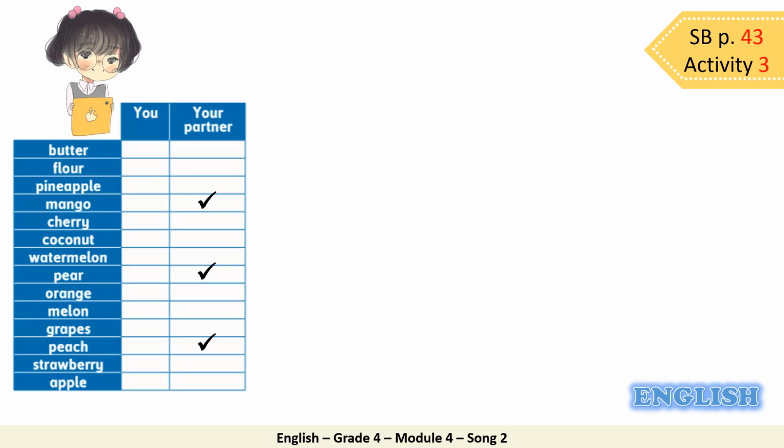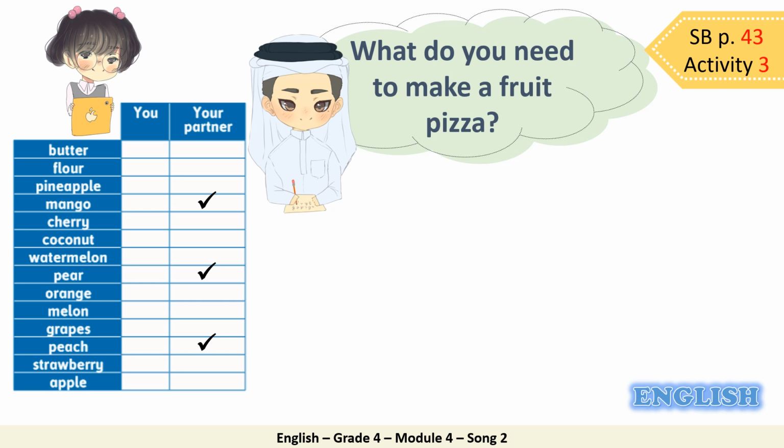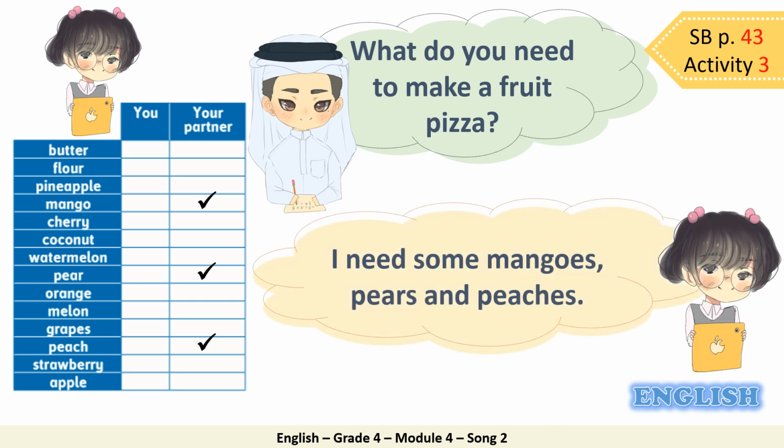Let's follow with Noor and Ahmed. Ahmed is going to start asking Noor. Read the question with me. What do you need to make a fruit pizza? Now look at the table. The tick is on mango, pear, and peach. So Noor would answer, I need some mangoes, pears, and peaches.